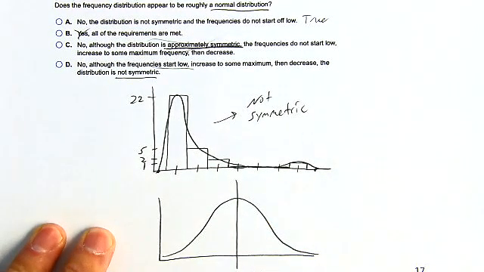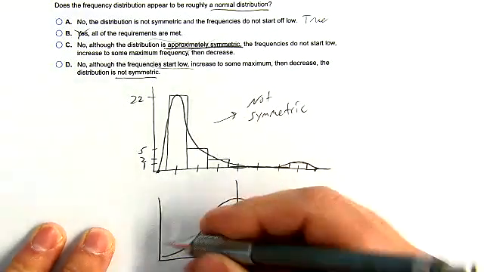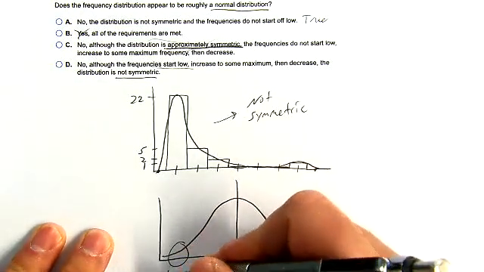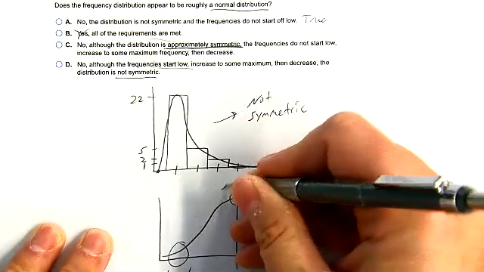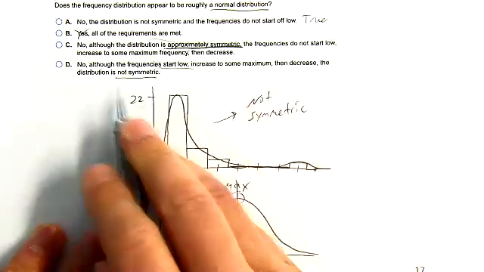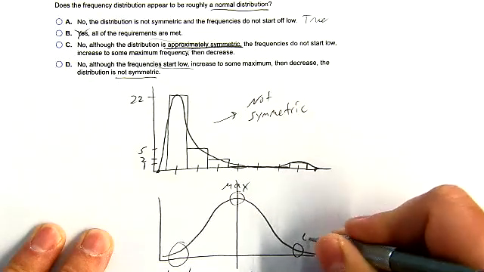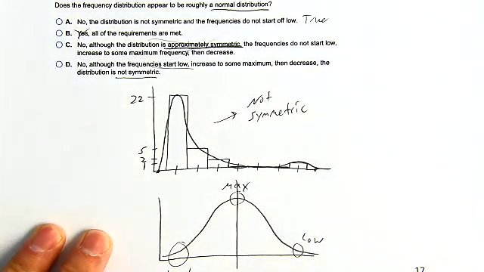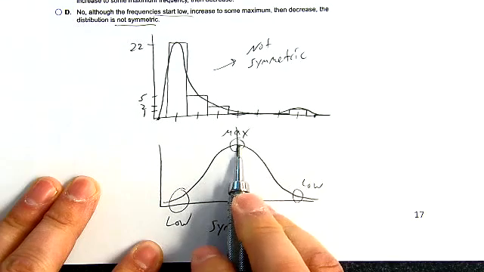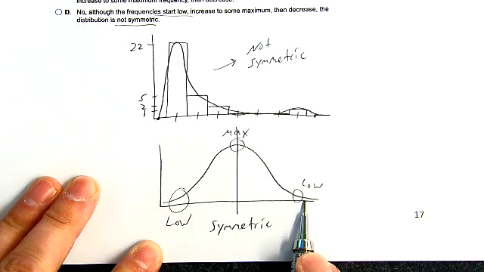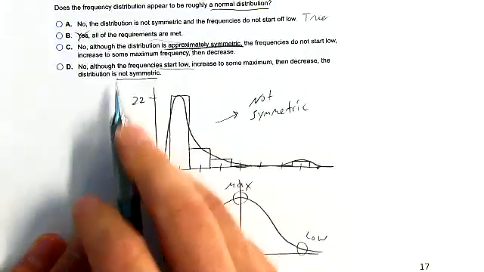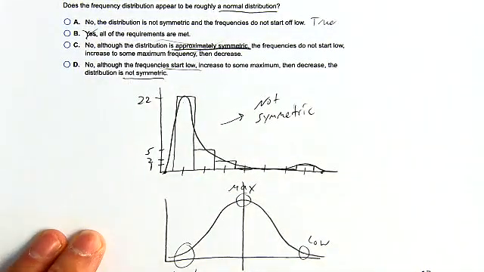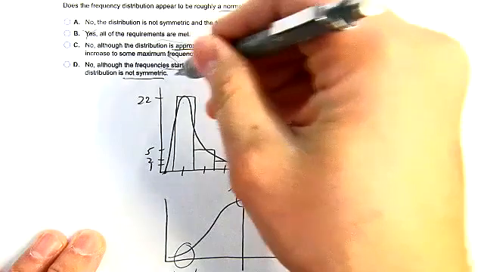But if you look at it, these words are correct. Starts low, so this is low. The height is low. Goes to some maximum, here's the maximum. And then decreases and goes low again. That is the words for a bell curve. Low to some maximum, then low again. But this one starts high and then goes low. So that's why this one's wrong. D's wrong. Does not start low.